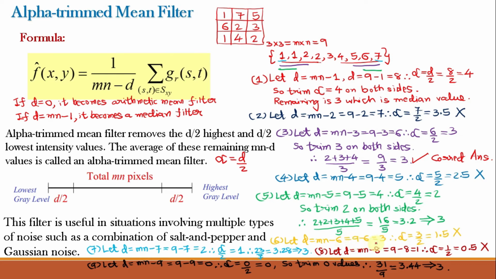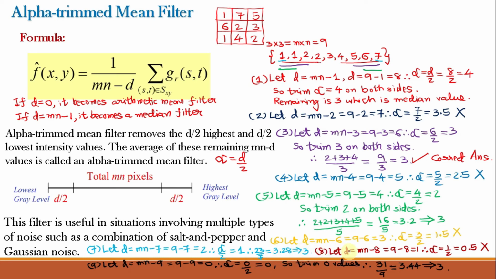So 9 minus 6 is 3, alpha by 2 is equal to 1.5, which is again not a valid option. Let us choose d is equal to mn minus 7. Okay, so 9 minus 7 is equal to 2. Therefore, alpha by 2 is equal to 1. So we will trim only one value. Okay, so see this color, we will trim only this one because the remaining values will be 7, right? So 23 divided by 7 will give you 3.28, which will again be rounded up to 3.